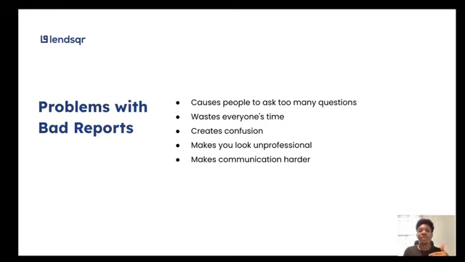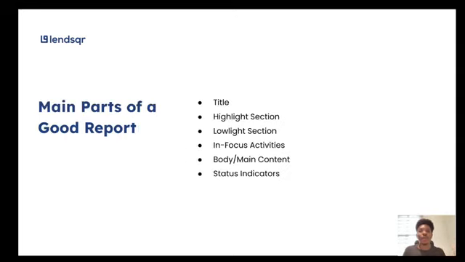So now we've established the problem with the bad report. That leads to a loss of hours: the hours of the person who sent the report, the sender, and the recipient. Two man-hours being lost due to clarification that didn't need to happen in the first place, right? So what are the main parts of a good report? The main parts of a report in general, not necessarily a good report, are the title, highlights, lowlights, in-focus activities, which are the next steps you take in the course of a project or a program, the main content or the body, and then status indicators.